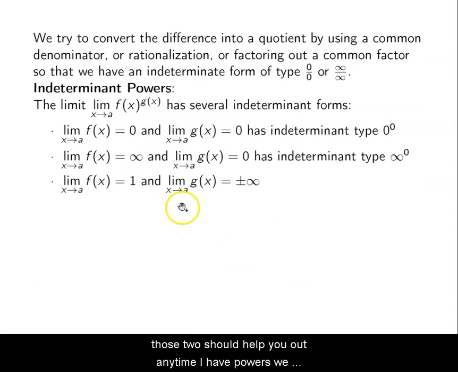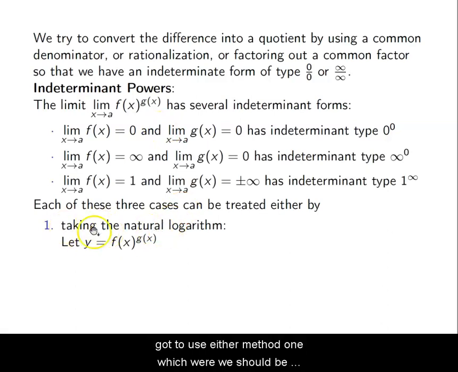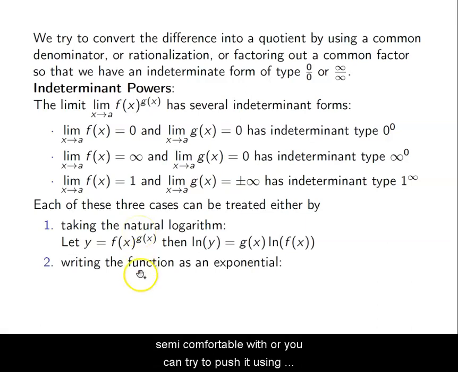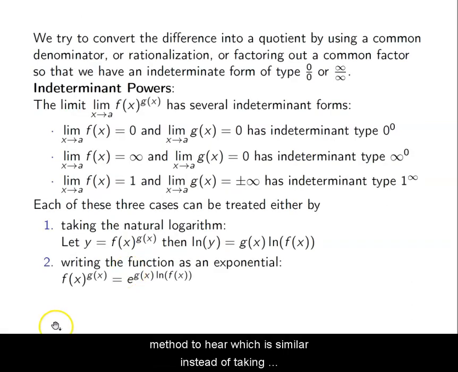For indeterminate powers, we've got to use either method 1, which we should be semi-comfortable with, or you can approach it using method 2 here, which is similar. Instead of taking the natural log of both of these things, you're just going to raise this to the power of e. You're going to take the natural log of this thing and raise it to e. That way the e and the natural log cancel out, so you're not really changing the value of your function, you're just manipulating it so you can look at it as an exponential function.